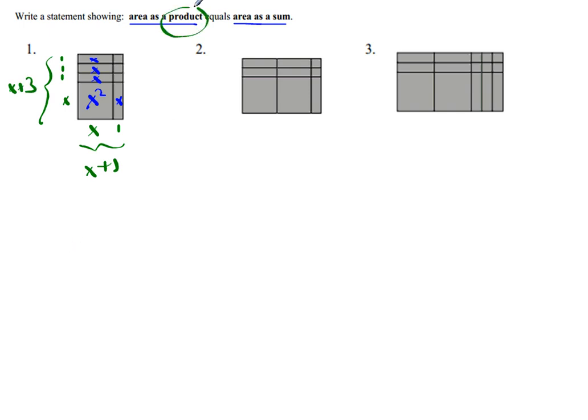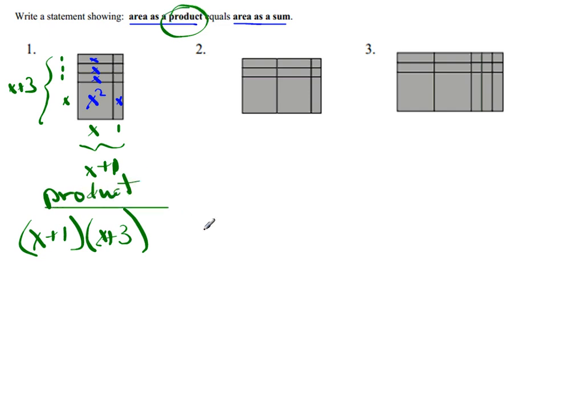So as a product, I'm going to multiply length times width. So that's supposed to be a 1. It's pathetic. So here we go. X plus 1, x plus 3. There we go. That's the product. And that's the area, length times width. Maybe I'll label that.